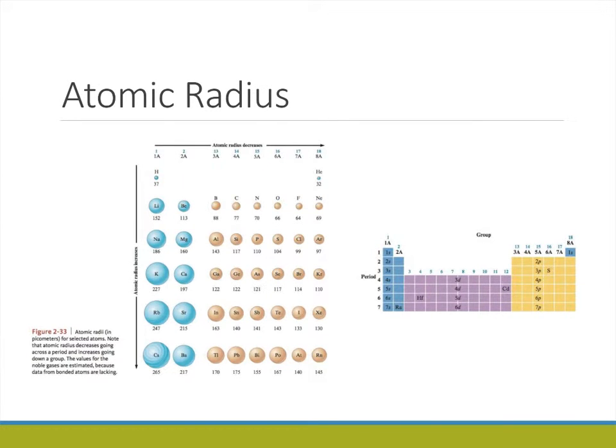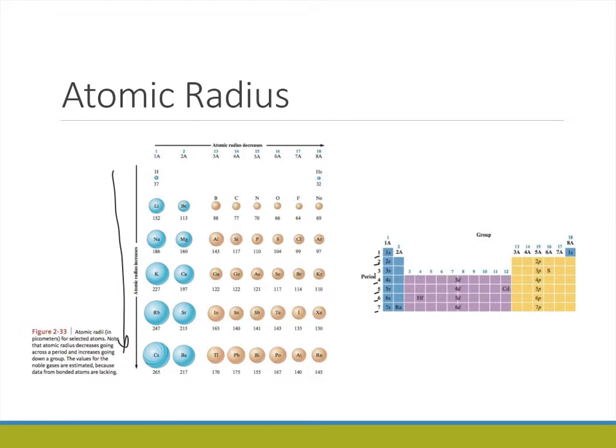So first, let's talk about atomic radius. The atomic radius is pretty self-explanatory. It is the size of the atoms. Now we have a figure here showing us that as you go down a family, the radius goes up, which makes sense because as we're going down a family, the value of n is increasing. Since n talks about the distance from the nucleus, the larger the n, the larger the atom.